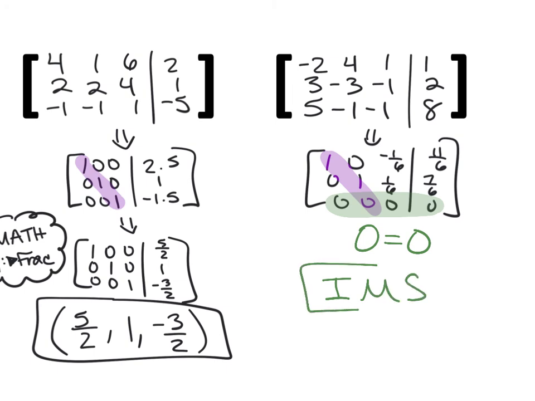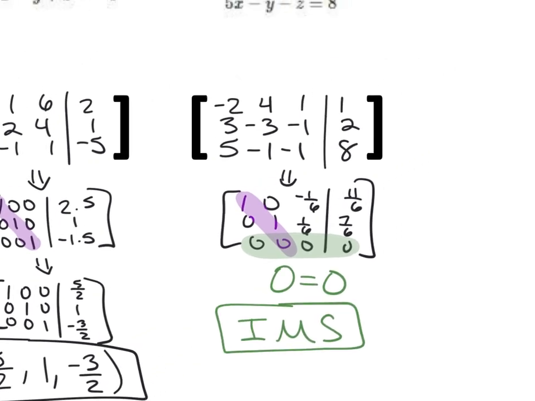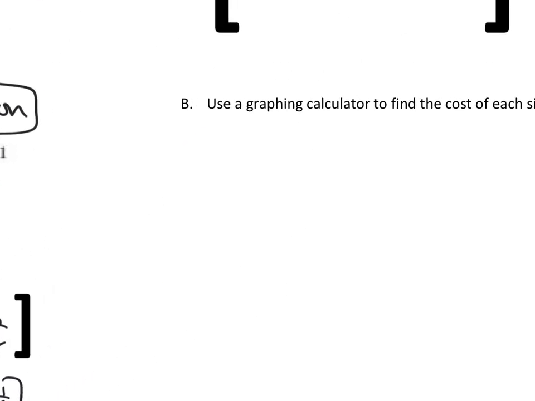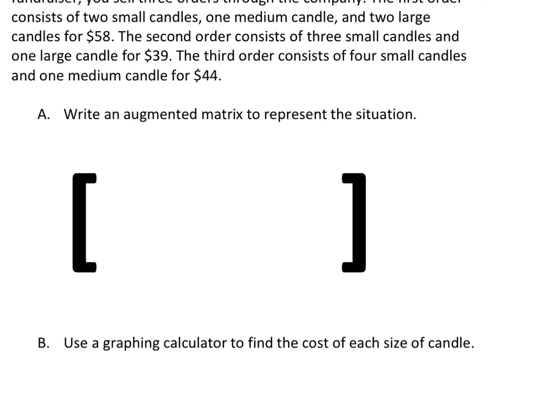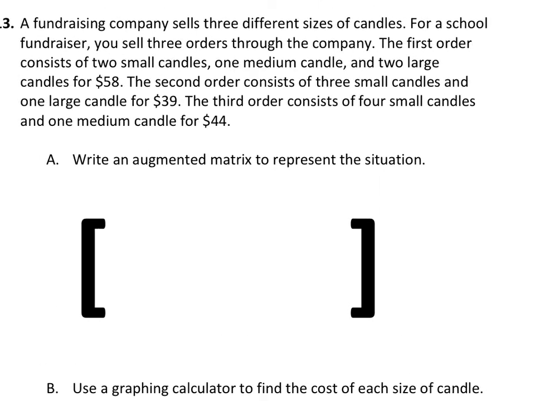Infinitely many solutions. IMS. That means any number you plug into that system will work. Awesome. Amazing. Last example that we have is a real-world example. Now, we struggled with the real-world examples last class because writing it was easy, but solving it was hard. But now we have matrices to be able to do that.